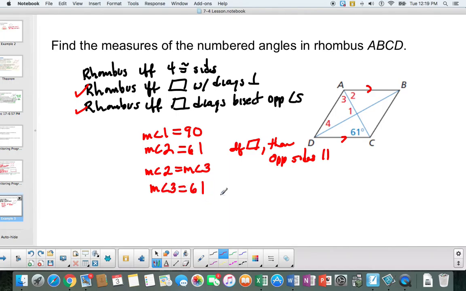Now to figure out angle 4, I know that these 3 angles have to add up to 180. I know this one is 90. I know this one is 61 degrees. So the measure of angle 4 will equal 29 degrees.